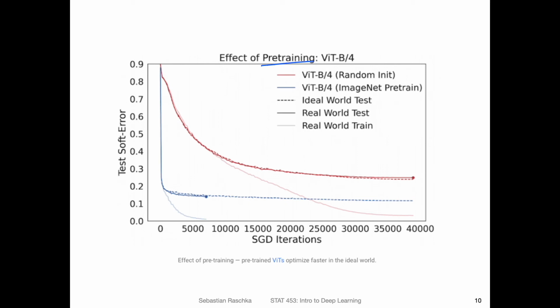So what they did here is they had a model for the ideal and real world scenario, with and without pre-training. The one without pre-training is like the random weight initialization. And pre-training is essentially pre-training the model on ImageNet and then using the weights and training it further on that CIFAR-10 dataset.